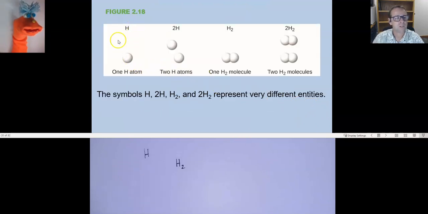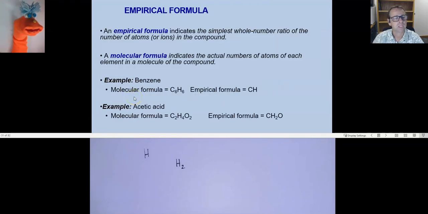So, this is a hydrogen atom, this is 2 hydrogen atoms, H, 2H. H2, though, is 1 molecule of hydrogen. 2 H2s, 2 molecules of hydrogen. Okay? All right. We want to introduce you to this term empirical formula.